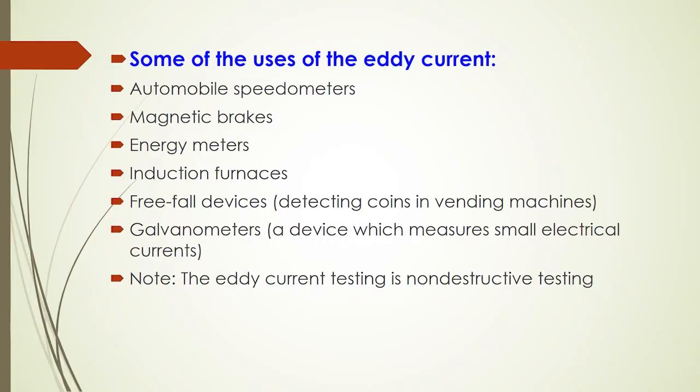We have some examples. In automobile speedometers, we are using these eddy currents. Magnetic brakes, energy meters, induction furnaces, detecting coins in vending machines, and the galvanometer, a device which measures small electrical currents. Eddy current testing is a non-destructive testing. So without destroying the material, we can measure and test using eddy currents.